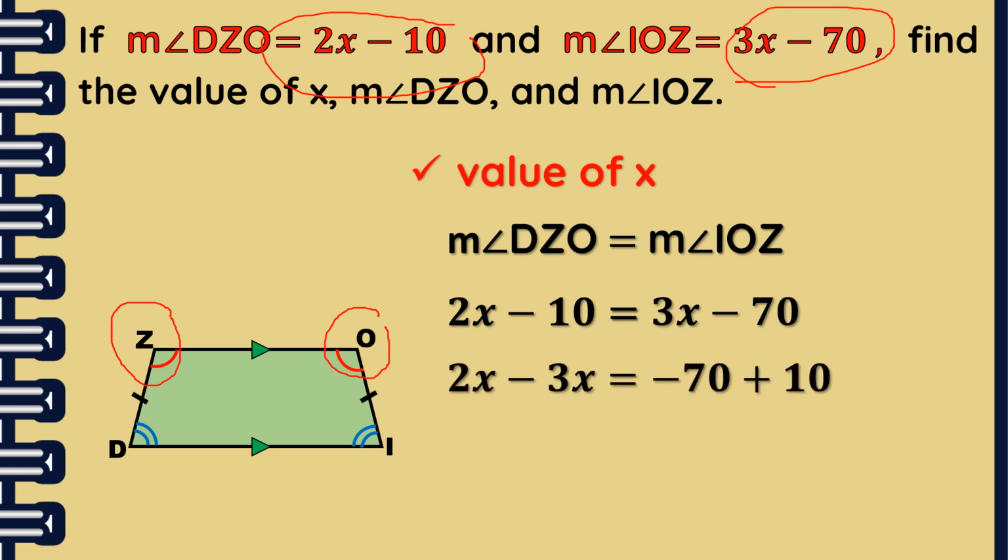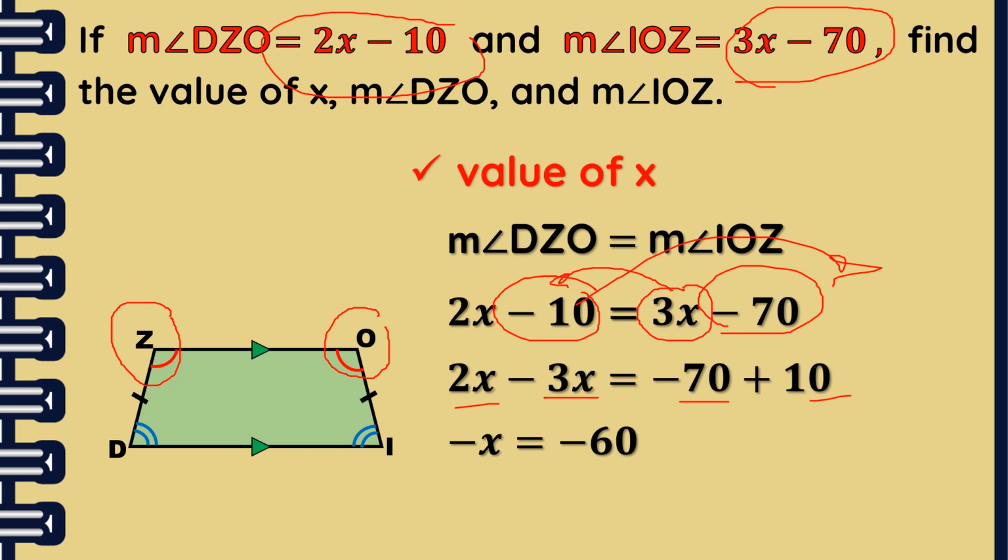So we need to copy 2x from the left. Then from the right, we need to transfer 3x to the left. It becomes negative 3x. And that is equal to, we copy 70 from the right. Then from the left, we move negative 10 to the right. It becomes positive 10. So we simplify both sides of the equation. It becomes negative x equals negative 60. Multiplying or dividing both sides of the equation by negative 1, the value of x will be equal to 60.